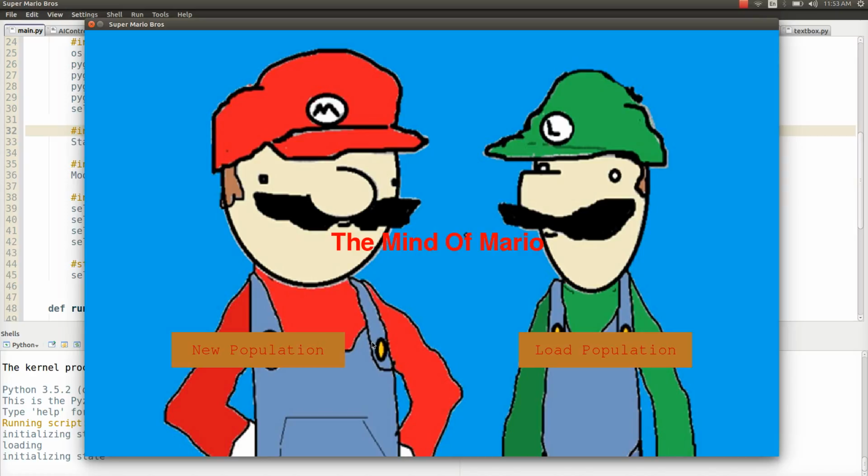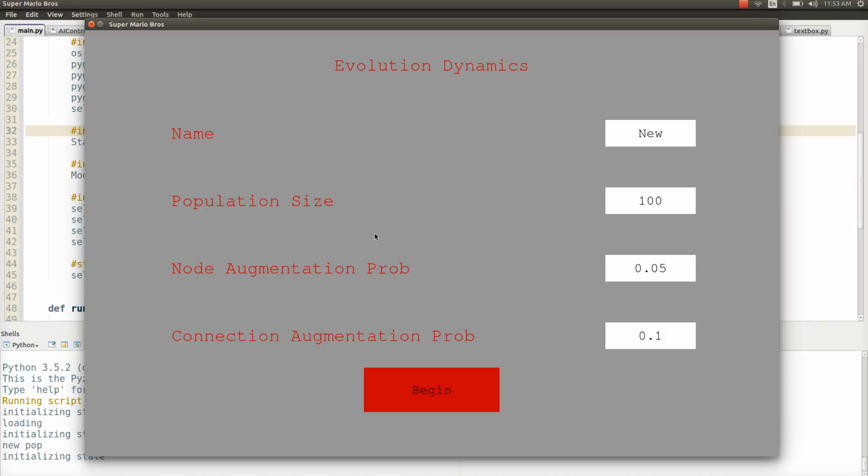We have two options. You can either create a new population of initialized genomes to play Mario, or you can load an existing evolved population. For this demonstration, let's create a new population. And now we can configure the population. We can give it a name, 112. We can give it a population size.